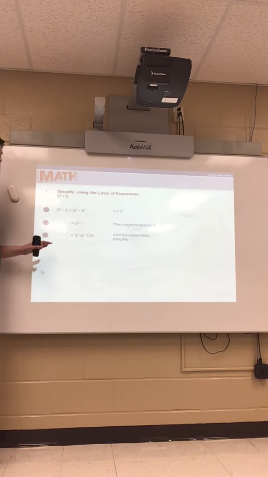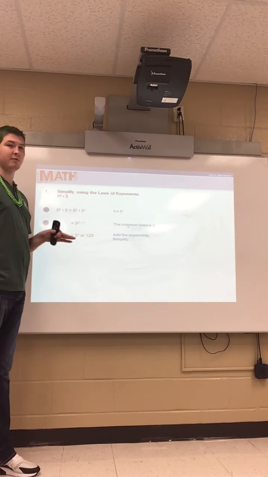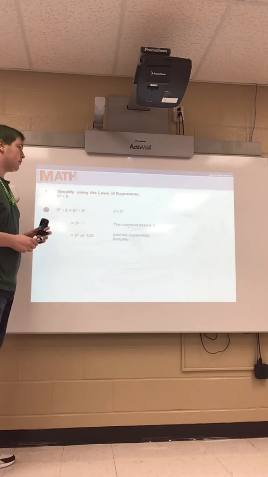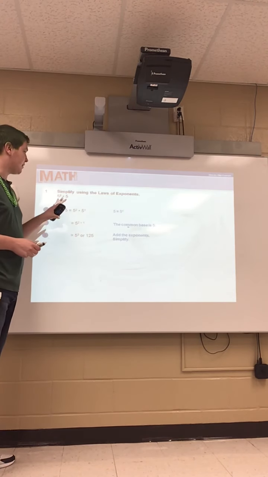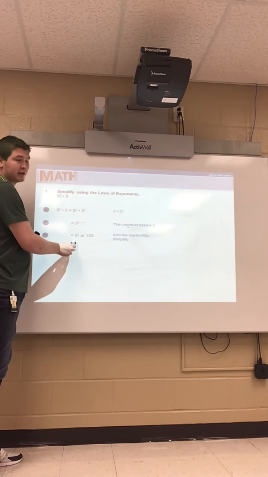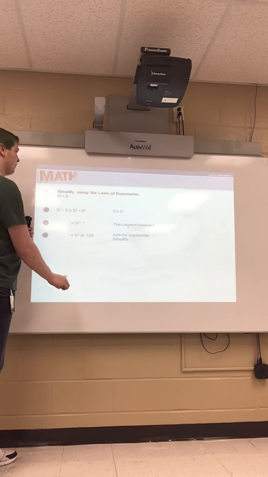And then when you simplify it or solve it, 5 to the 3rd is just 5 times 5 times 5, which is 125. More than likely, if it just tells you to simplify on homework or tests, I'll just be looking for 5 to the 3rd, just knowing that you're adding those exponents.